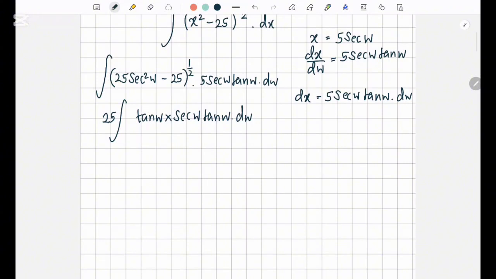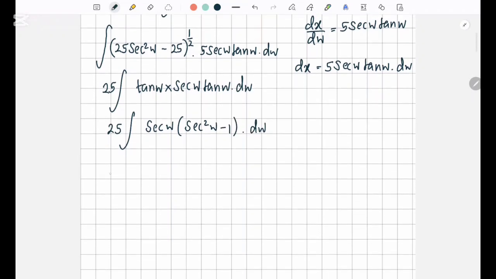Okay, now this is going to be a bit complex, but let's do it anyways. So it's going to be sec w into tan squared w. So tan squared w, I can write it as sec squared w minus 1 dw, right? So now you could expand the brackets, and we'll have sec cube w minus sec w.